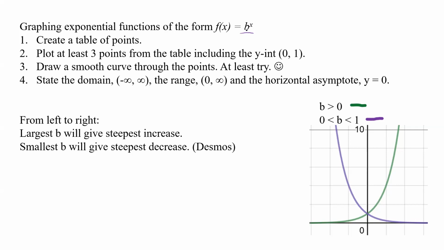And when we graph these kinds of things by hand, what we need to do is create a table of points. Usually 3 points is a minimum that I would do. And of course, the first point you can always get is (0, 1), because when you plug 0 in here, that's going to give you 1 for y. So that's going to be a point for every b to the x problem you do, no matter what b is.